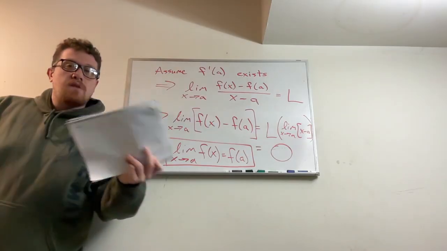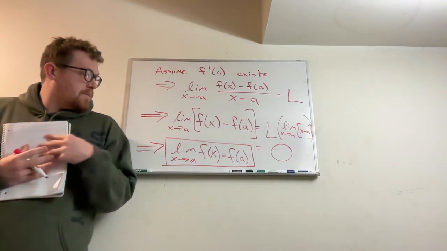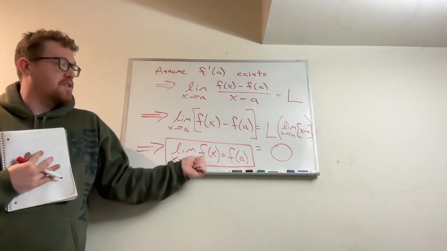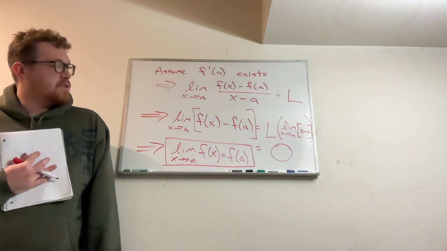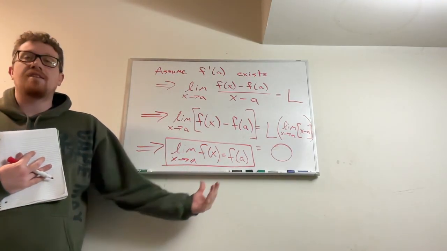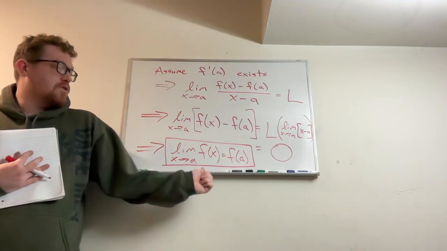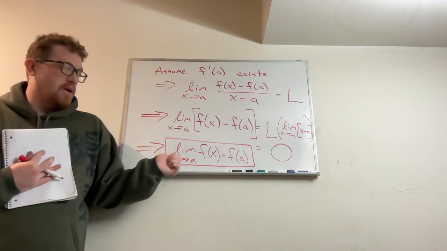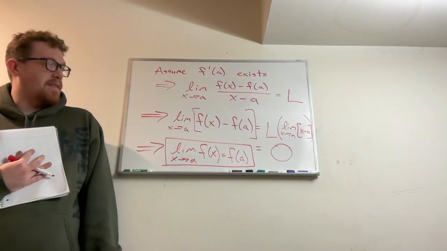And that's it. So f is continuous because as x approaches a, the value of the function f of x is getting closer and closer to f of a. So the function has continuity to it. As I get closer to a particular input, the output is getting closer and closer to the output at that point.